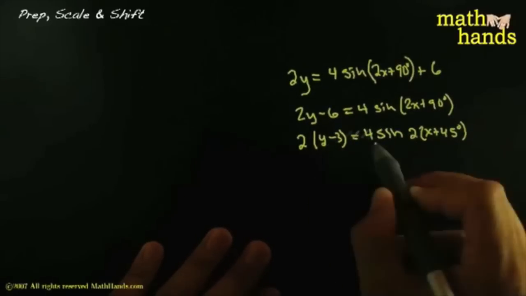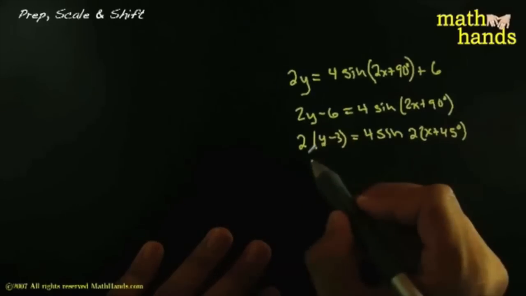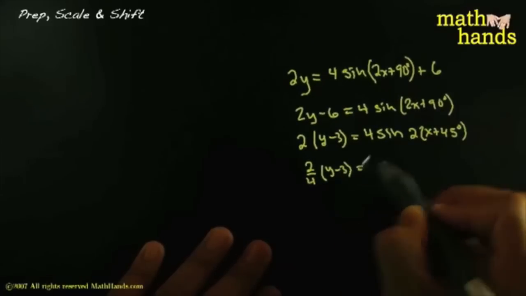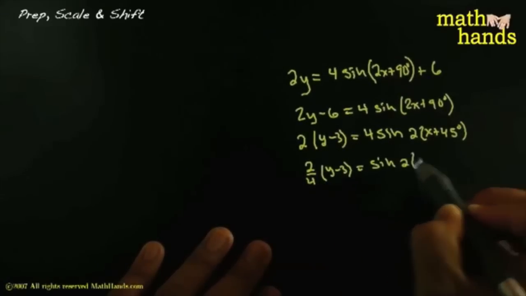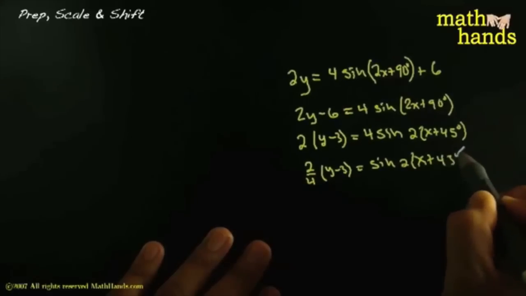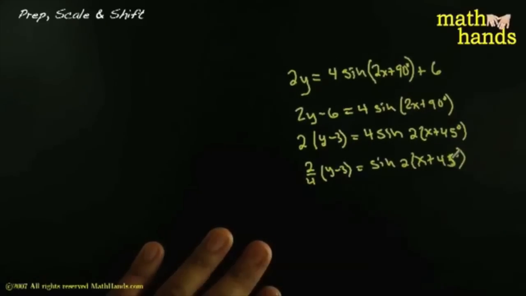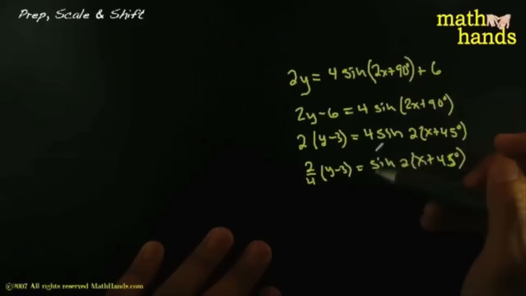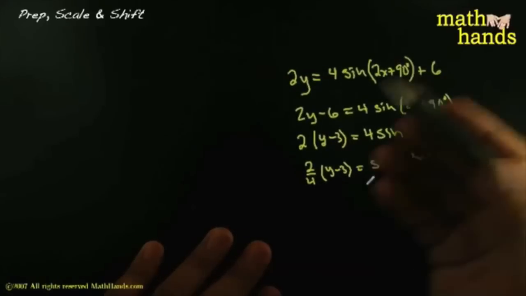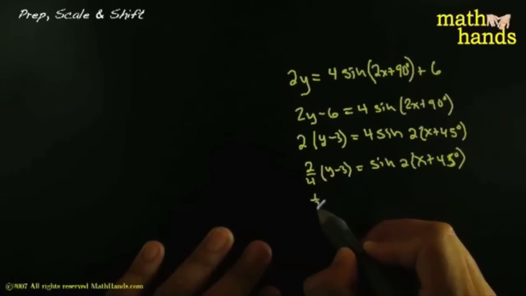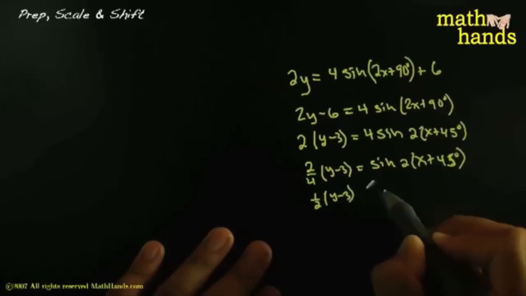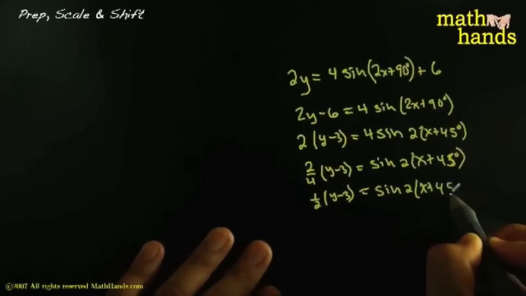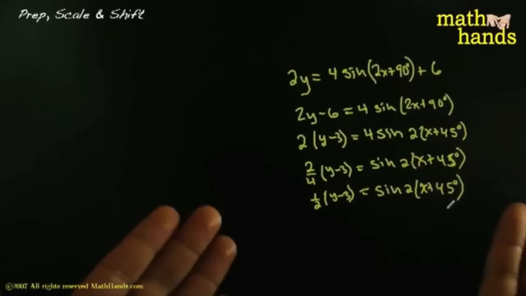So the perfect remedy would be to multiply both sides by 1/4. So I could have 2 over 4 times y minus 3 is equal to sine of 2 times x plus 45 degrees. Capiche? And what is that doing for us? Well, it's cleaning it up. There's nothing else in front of the sine. We can simplify this fraction. This is 1/2 times y minus 3 is equal to sine of 2 times x plus 45 degrees. And that, my friends, is prepared.